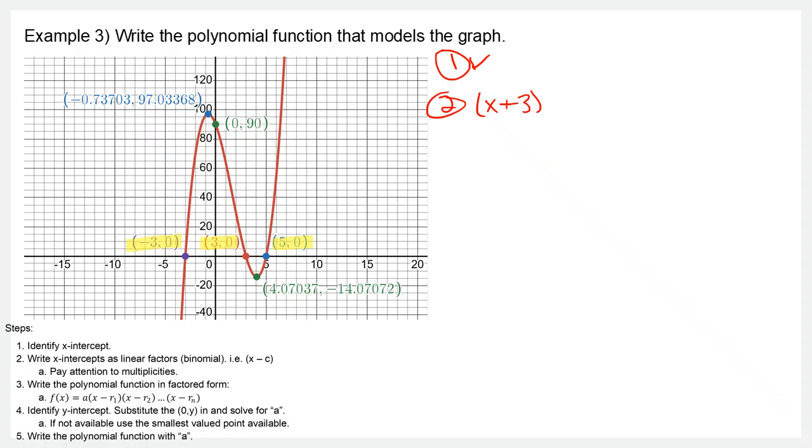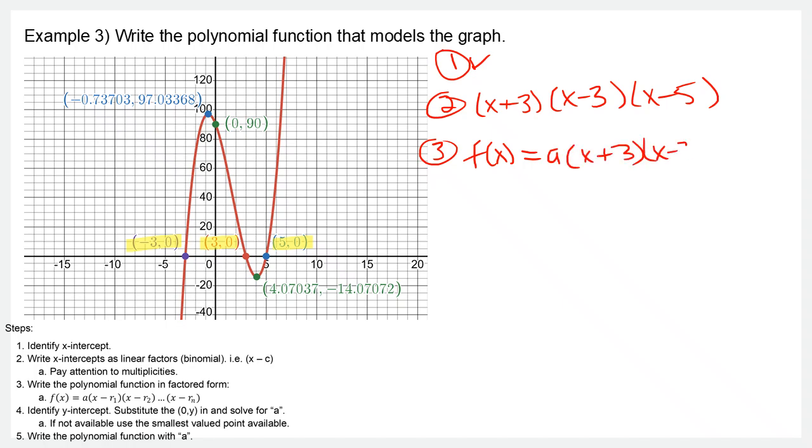Same thing happens at 3, 0. So it's just going to be x minus 3. Same thing happens at 5, 0. So it's just going to be x minus 5. All right. The next thing we're going to do is write the polynomial function in the factored form. So writing it as a factored form, that's going to be f of x equals a times x plus 3 times x minus 3 times x minus 5.